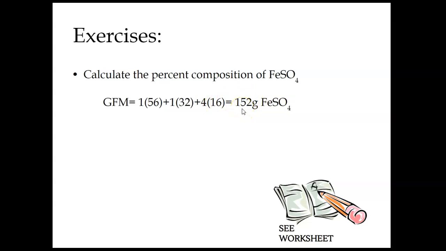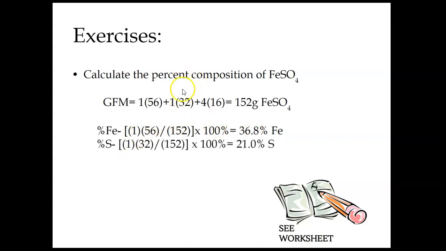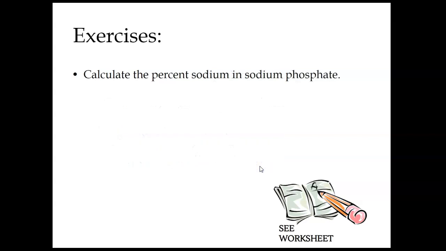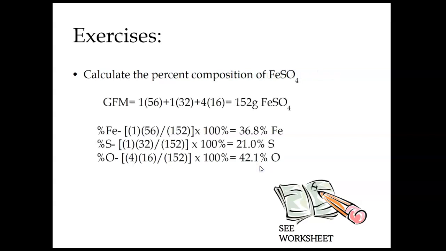Great, I have my whole. Now let's do the parts, times 100 to get the percents. Let's look at iron first. I get this part over the whole times 100, which gives me about 36.8% iron. Let's do sulfur next. We'll take the part, 1 times 32 over 152 times 100, which gives me 21%. Let's do oxygen last. So 4 times 16 over 152 gives me 42.1. I add them all up, they give me 99.9%. But that's okay because when I round up, I get 100.